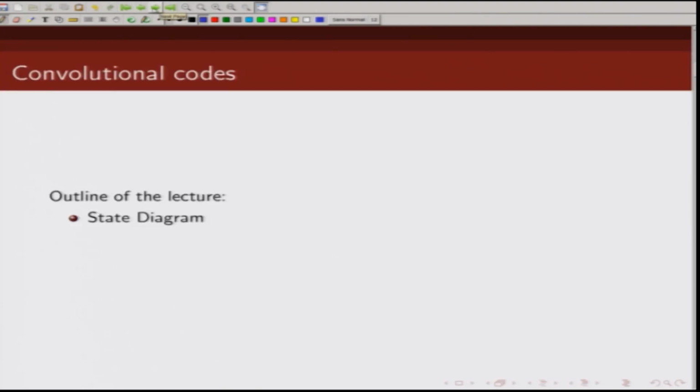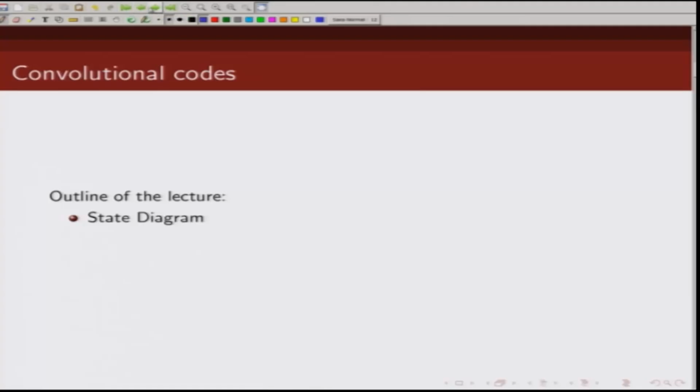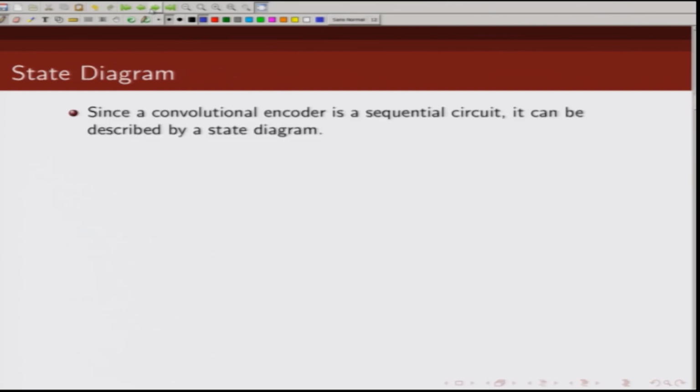So, we will start off this lecture with description of how to construct the state diagram of a convolutional code, and then we will talk about the trellis diagram. Before we talk about state diagram and trellis diagram, just a few words about convolutional code and its equivalent state diagram. Since the convolutional encoder is a sequential circuit, we can represent it using a state diagram, and we are going to make use of this state diagram and trellis diagram when we will be decoding the convolutional code.